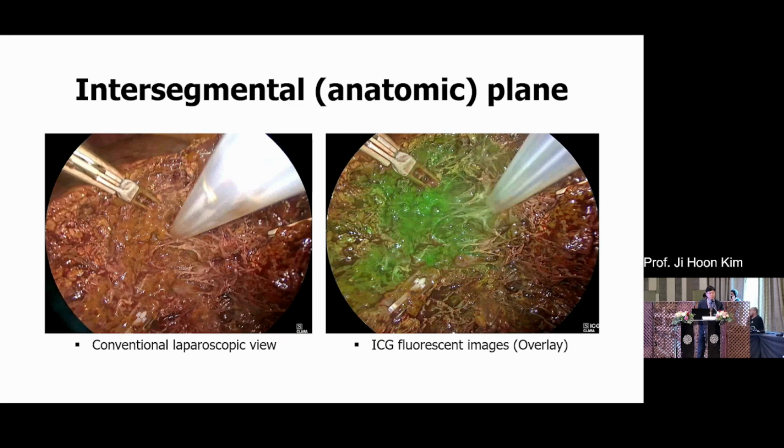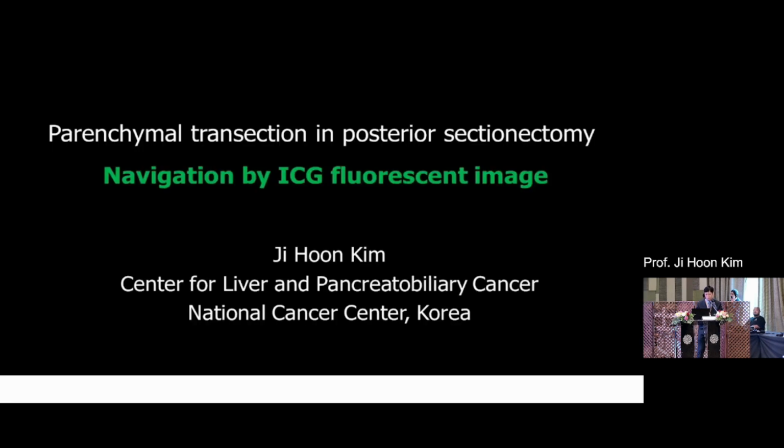Like this, the green and non-green areas. Even though it is a very curved line, we can identify the exact plane. The right intersegmental plane between the right anterior section and right posterior section is a very curved line. We cannot identify the exact plane without ICG reference imaging. But thanks to ICG reference imaging, we can identify the exact plane, right?